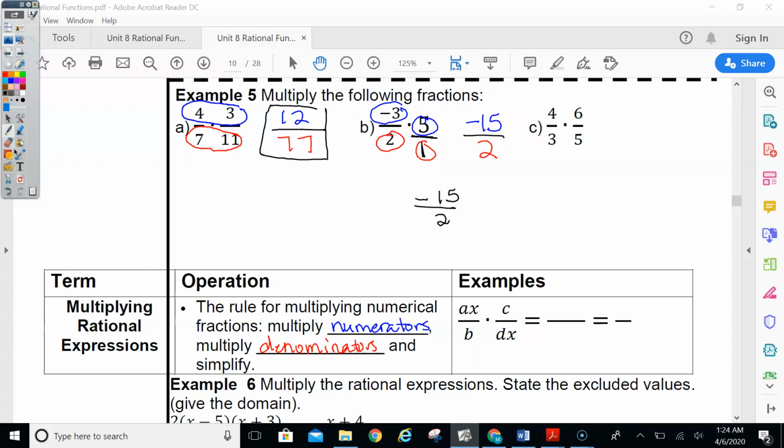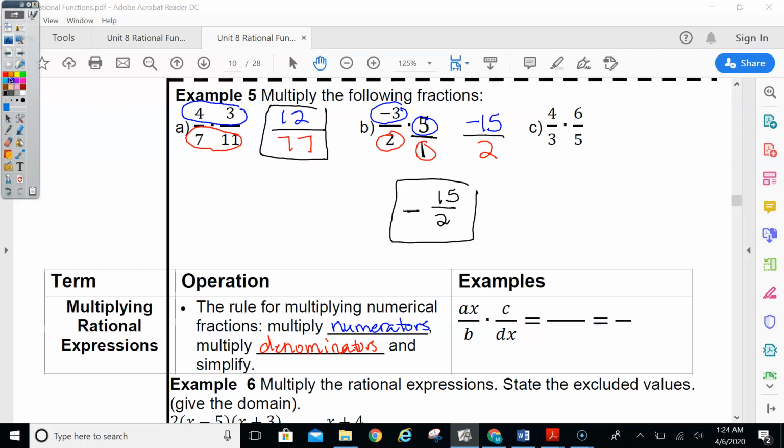And actually that negative sign you'll see in the very front. That's the same thing as saying negative 15 over 2, as long as one of them's negative. If both of them are negative, then it's positive. But if one of them's negative, the negative can come up to the front.